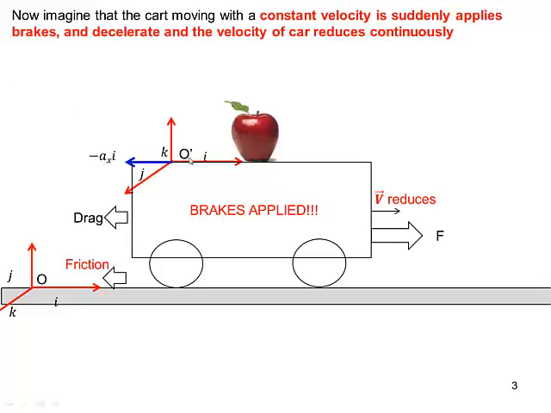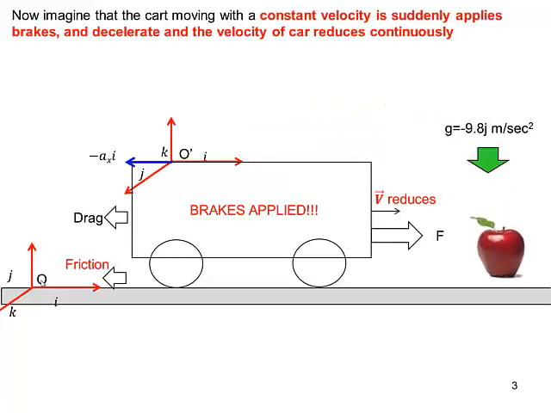But the apple will tend to stay in its state of uniform motion along a straight line with respect to O, which is still an inertial frame of reference. Due to this, the apple appears to fly away from the table in a straight line until it is acted on by gravity to change its path.